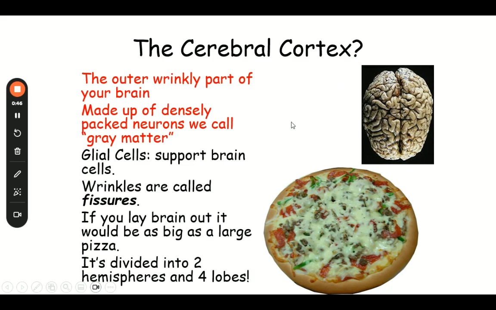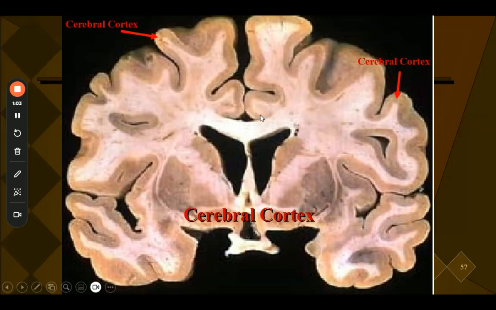So think of your brain as, in an evolutionary sense, the cerebral cortex is the most advanced part of your brain. Okay, moving right along. Gray matter, that's the most densely packed neurons. Let me show you what that looks like on the next slide.